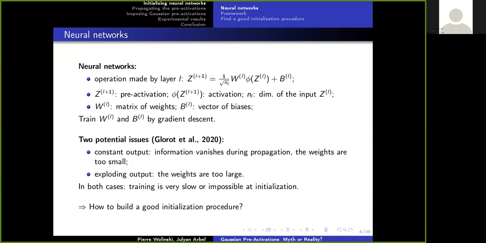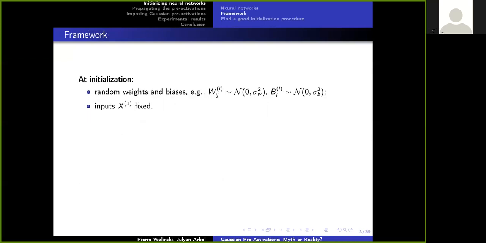So the question is how to build a good initialization procedure. In the framework we are in for this kind of work, we consider that the weights and biases are random. For instance, they could be Gaussian with a given variance for the weights and a variance for the biases. And we consider the inputs as fixed. It's not necessary to assume that the inputs are fixed, but it's better for the theoretical study, and we can generalize after.